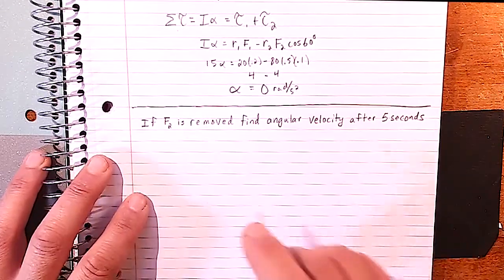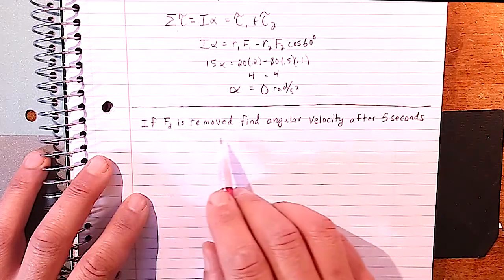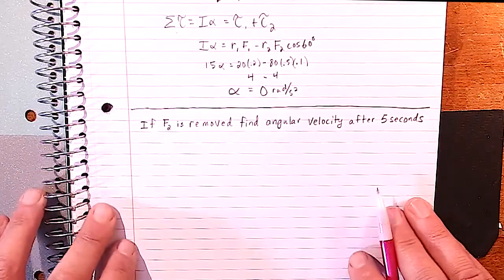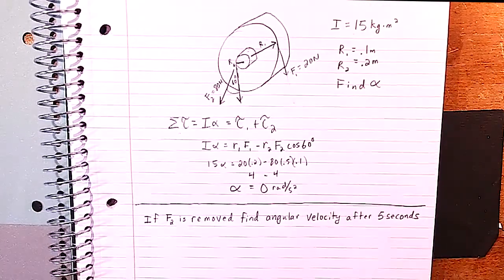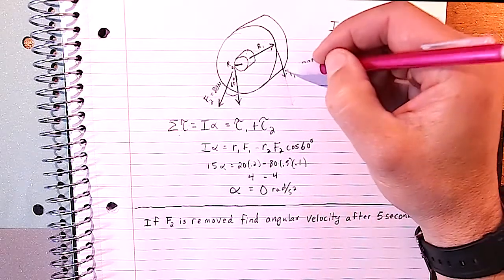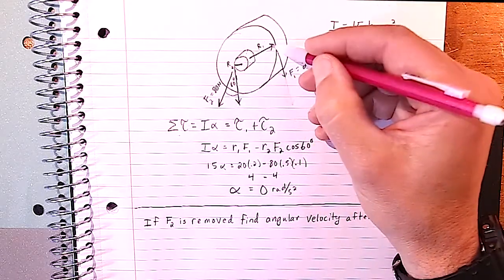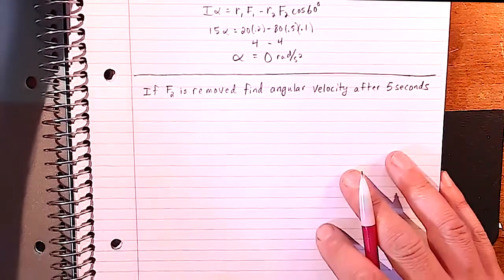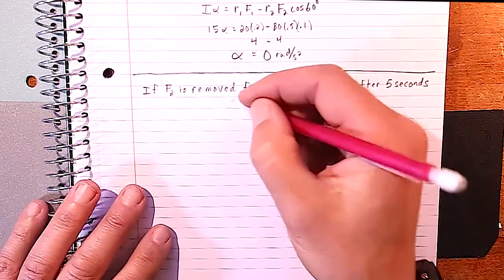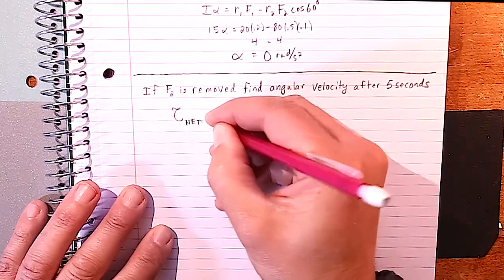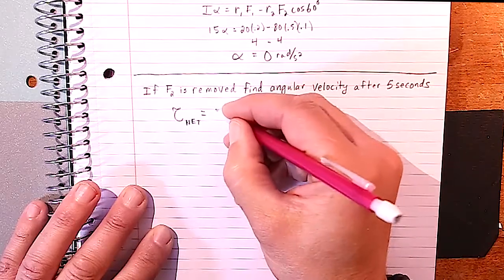Now, the next part of this question says if F2 is removed, find the angular velocity after 5 seconds. So if we remove F2, we're going to get rid of this. We only have one torque acting on it. That's going to be R1 cross F1. So let's go ahead and do that. That's going to be net torque, or we could write it as the sum of the torques, the summation symbol.